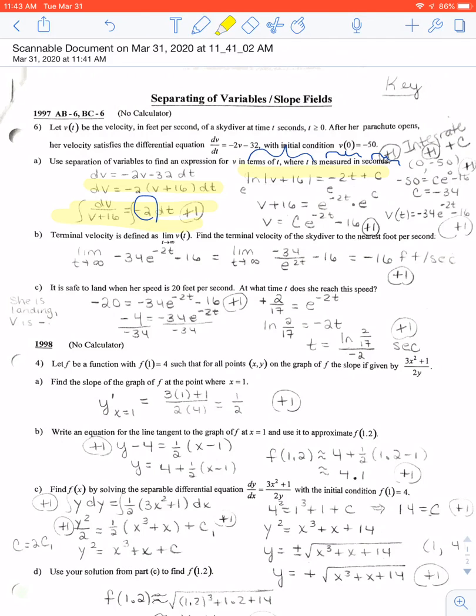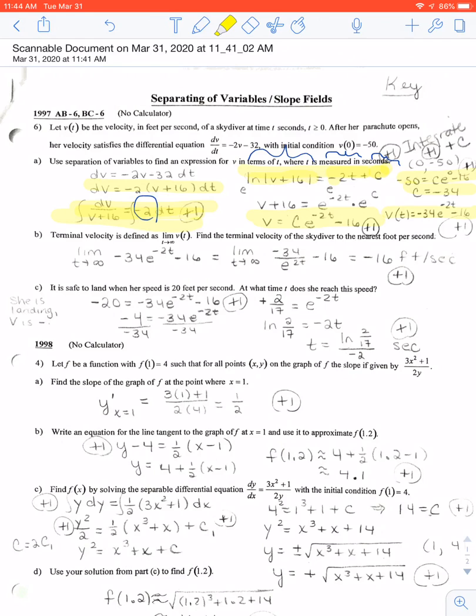One for separating variables, one for integrating the left side, one for the right side, and one for the plus c. Then you're going to get another point for solving. You have to exponentiate both sides, and once you get v equals c e to the -2t minus 16, you can give yourself another point. The last point is for putting in the initial condition (0, -50) and finding the c value. When you plug that in, you'll get c is -34. So your last point on part A is v of t is -34 e to the -2t minus 16.